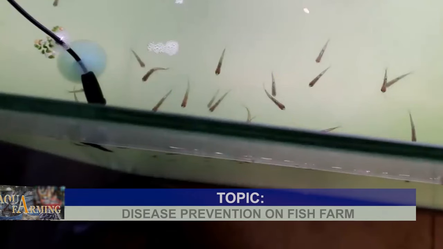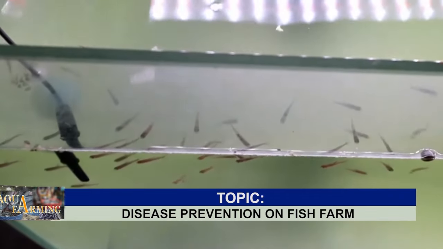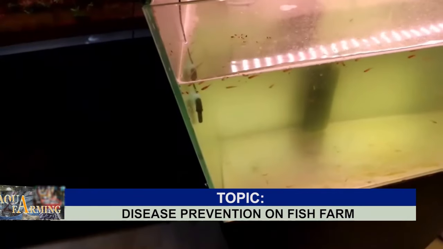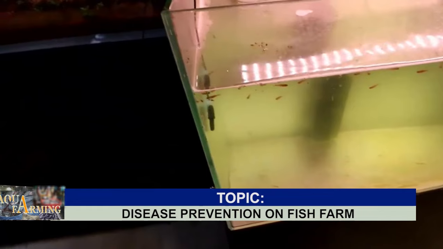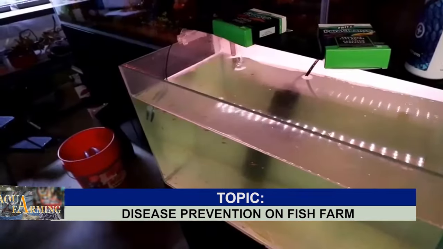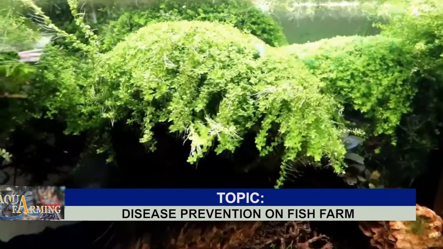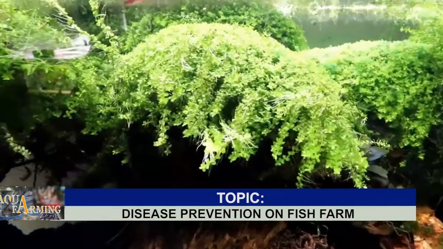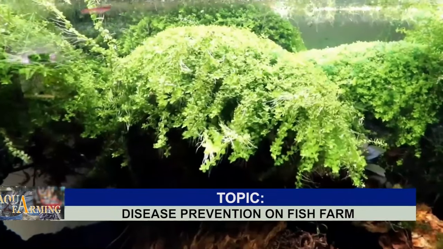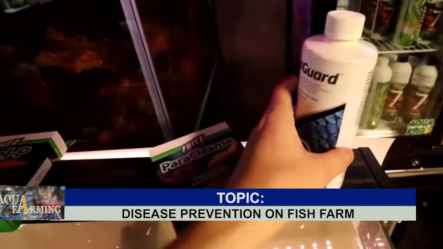Now, let's look at 5 sanitation and disease prevention practices for a proper fish pond. Number 1, inspect the stock. Farm fish can come from different places. They can be wild, come from other farms, or get returned after being handled off farm.